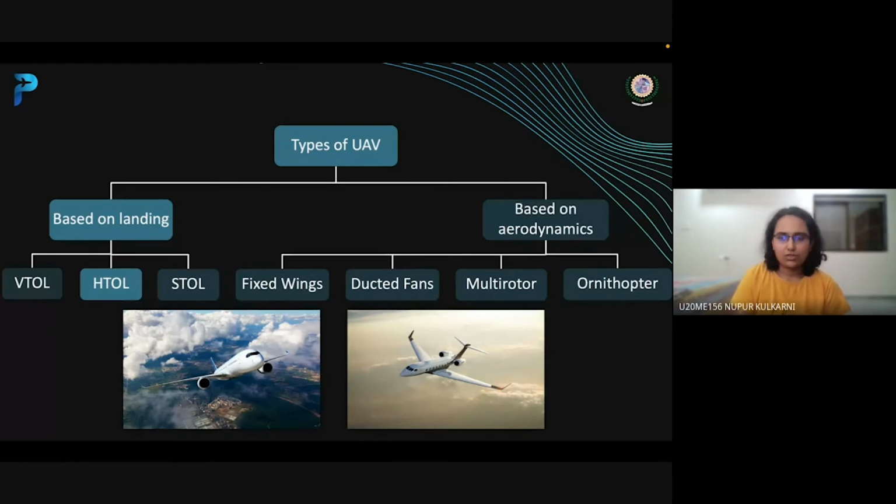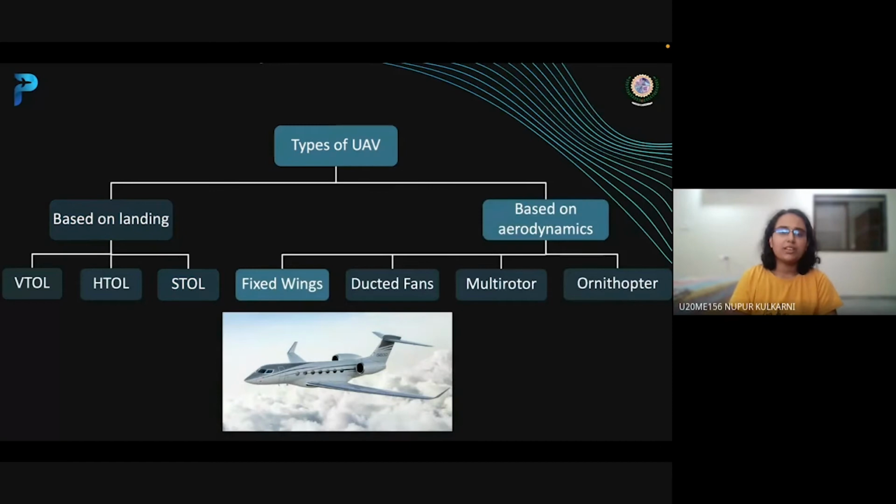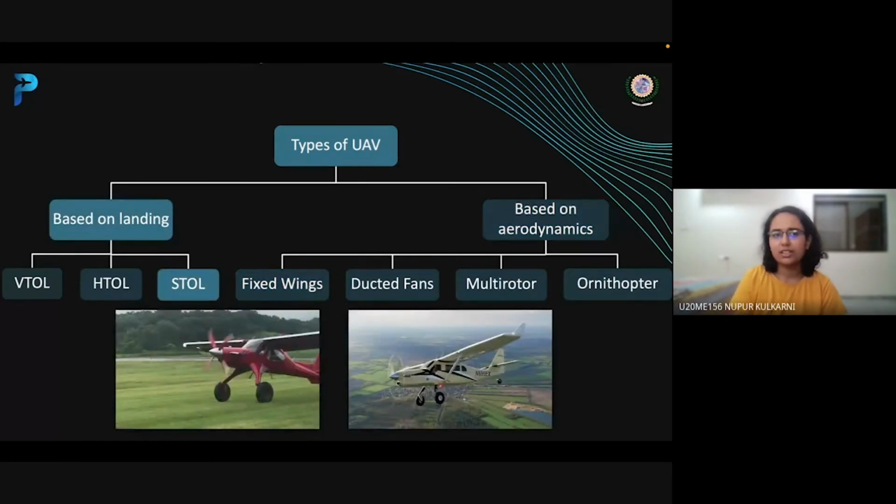Now we'll see STOL. STOL means short takeoff and landing. There are certain regions where we cannot build such a big runway as we have on our international airports. So there, STOLs are especially utilized. A common application of STOL is seen in military purposes, where we don't have a big space fully dedicated to a runway. So for that purpose, we mainly implement STOLs.